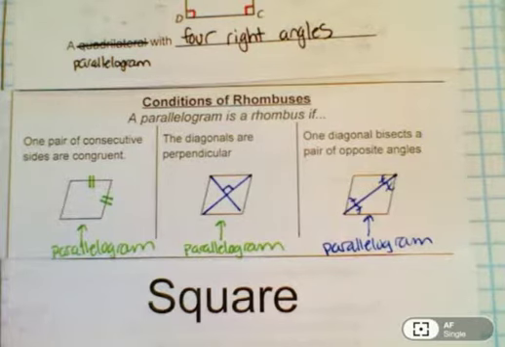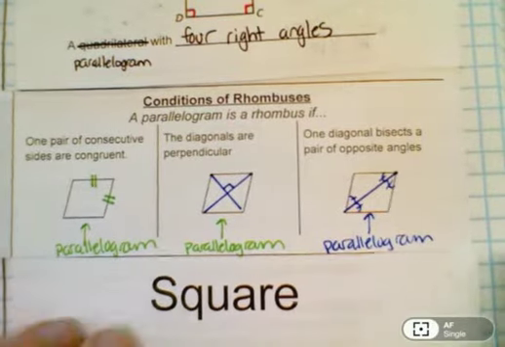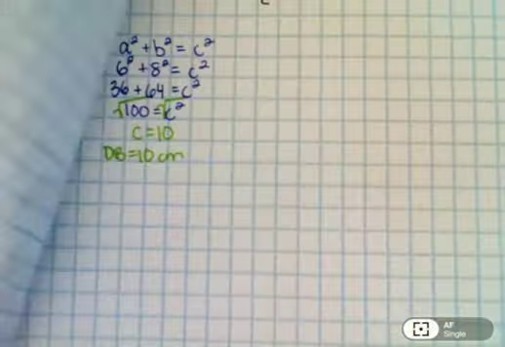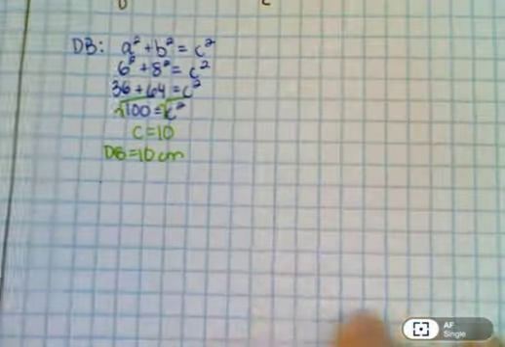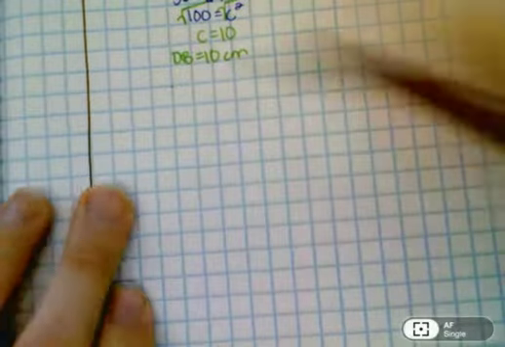So we're going to do another example of a rhombus situation. So go ahead and turn back to today's notes. And this will be example 2.